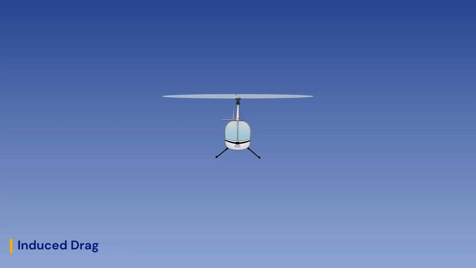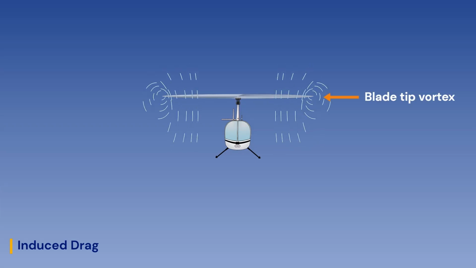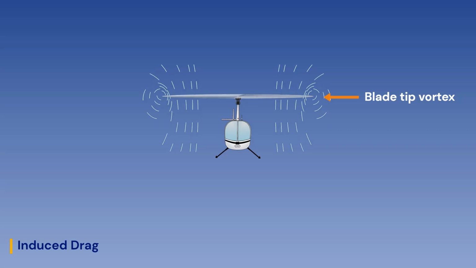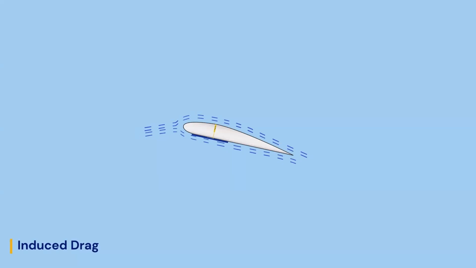Induced drag is created as a direct result of the lift being generated by the rotor blades. When lift is produced, high-pressure air beneath the blade moves toward the low-pressure area above it, especially at the blade's trailing edge and tips. This interaction forms spiraling air patterns known as vortices, which trail behind each blade. These vortices push the airstream downward, increasing what's called downwash. As a result, the rotor blade experiences a relative wind that angles slightly downward and rearward. Since lift always acts perpendicular to the relative wind, this tilted flow causes the lift vector to tilt backward, and that rearward component of lift is what we call induced drag.